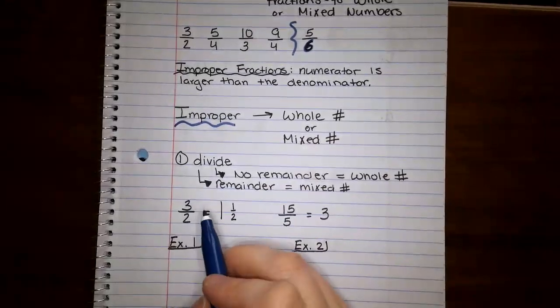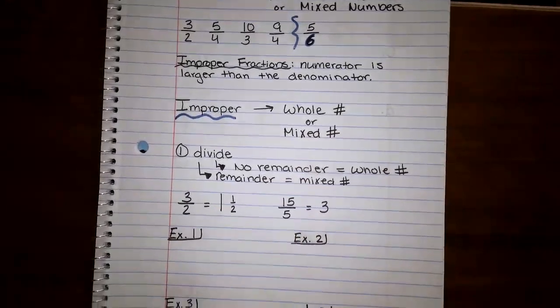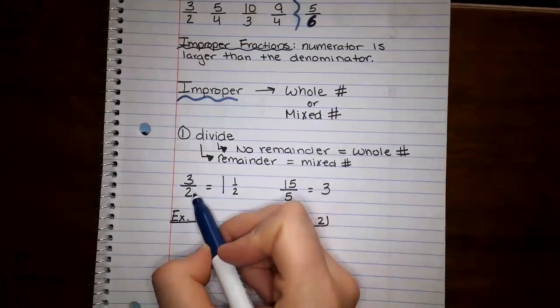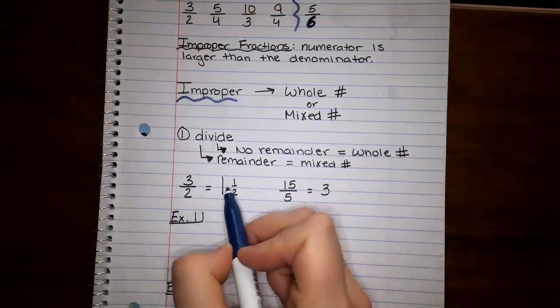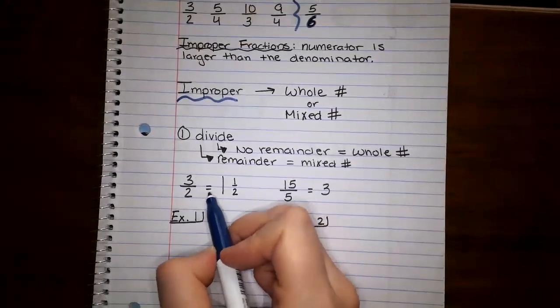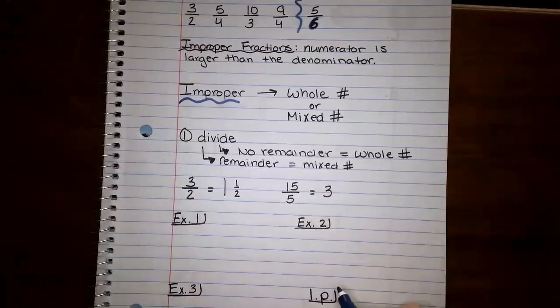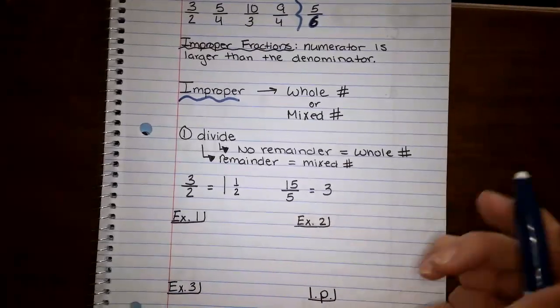So let's look at this one real fast. This is just an example before we go into our other examples. We have 3 halves. Well, 3 halves is an improper fraction. And 3 halves is actually equal to 1 and 1/2. Now I'm going to show you how we figured that out by just drawing pictures versus dividing.